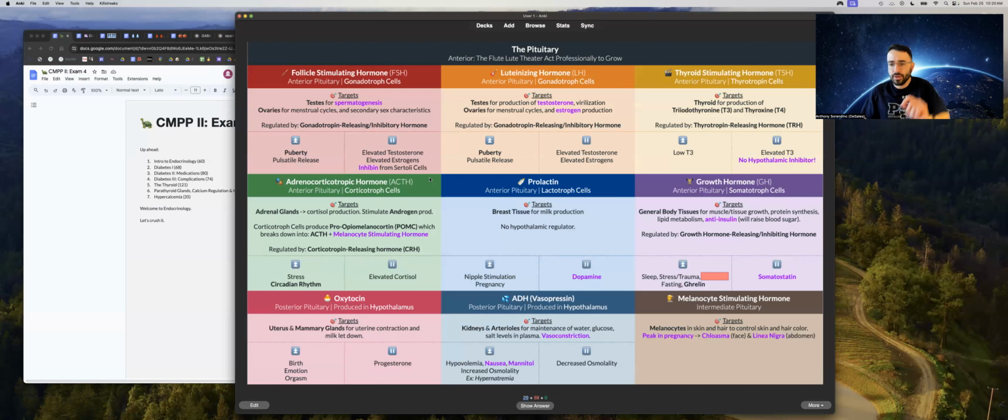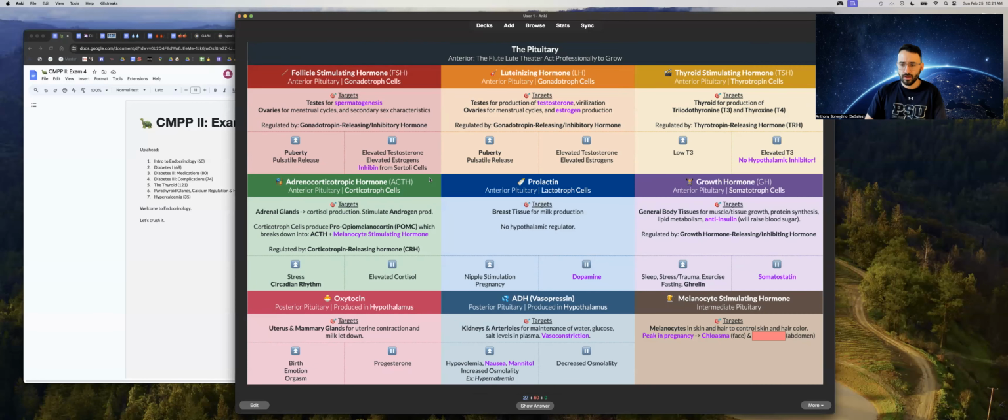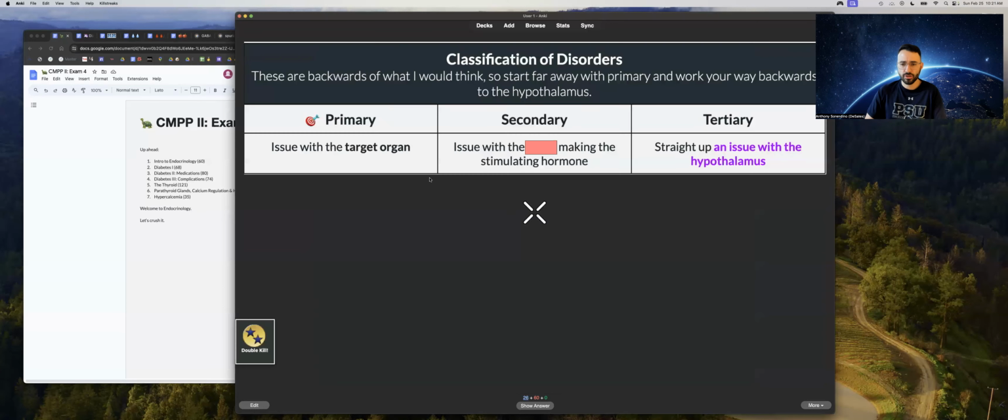Sleep, stress, trauma, growth hormone. It's an important one. What is it? I don't know. Exercise. All about augmentation, exaggeration. What? Linea nigra, good. Secondary issue with the blank making the stimulating hormone.